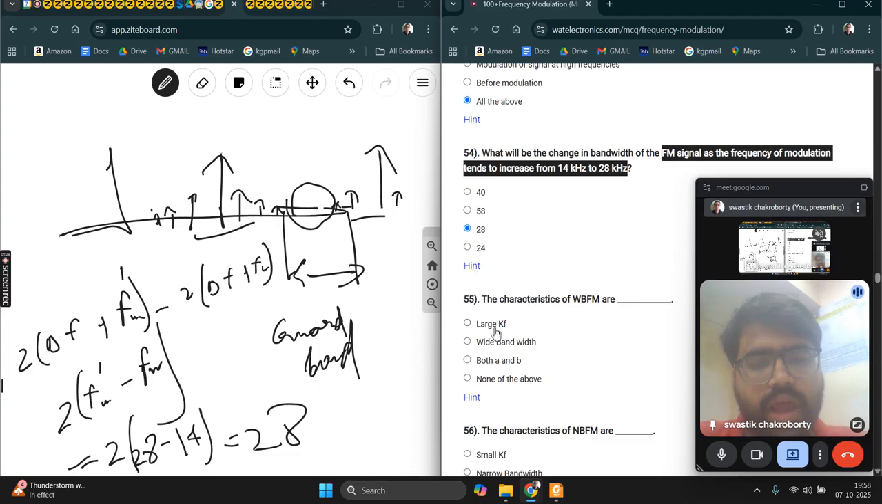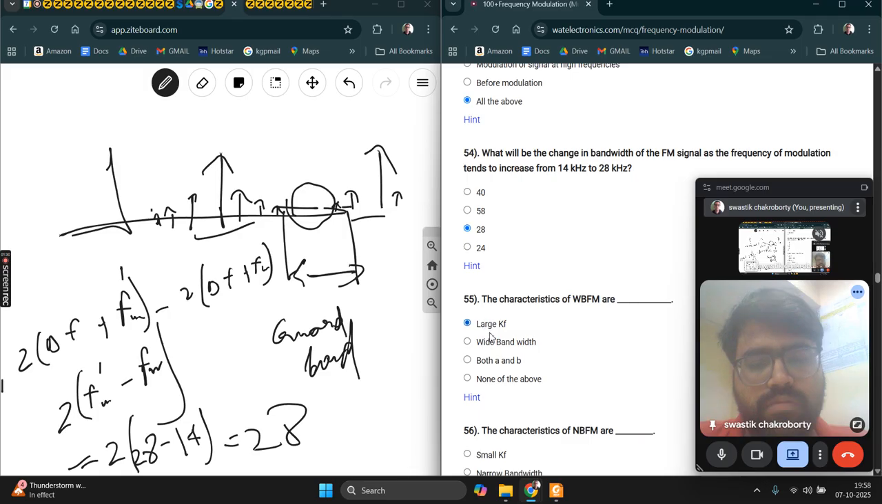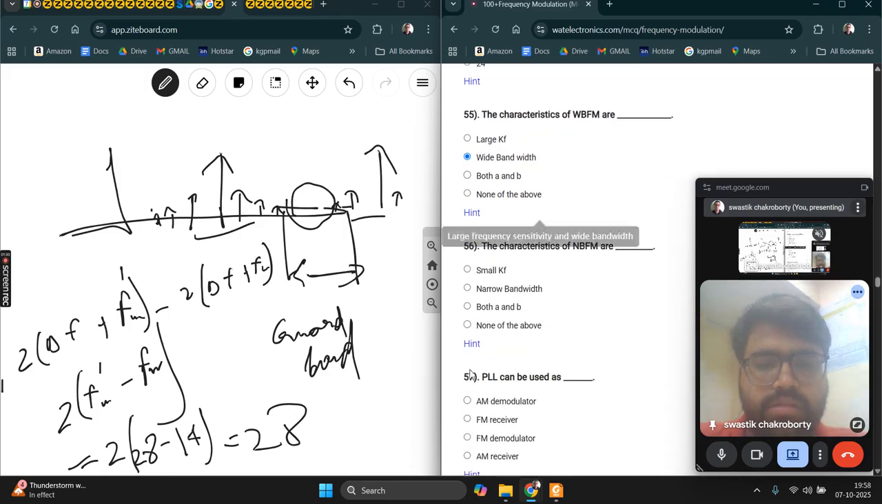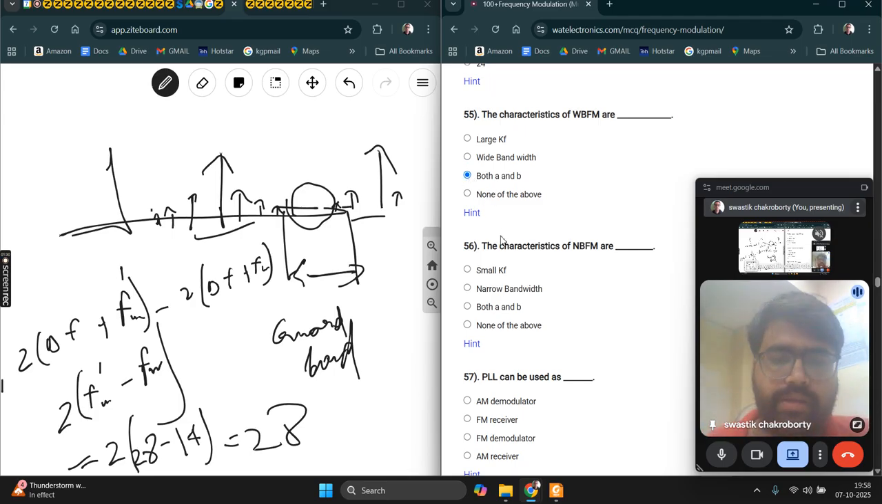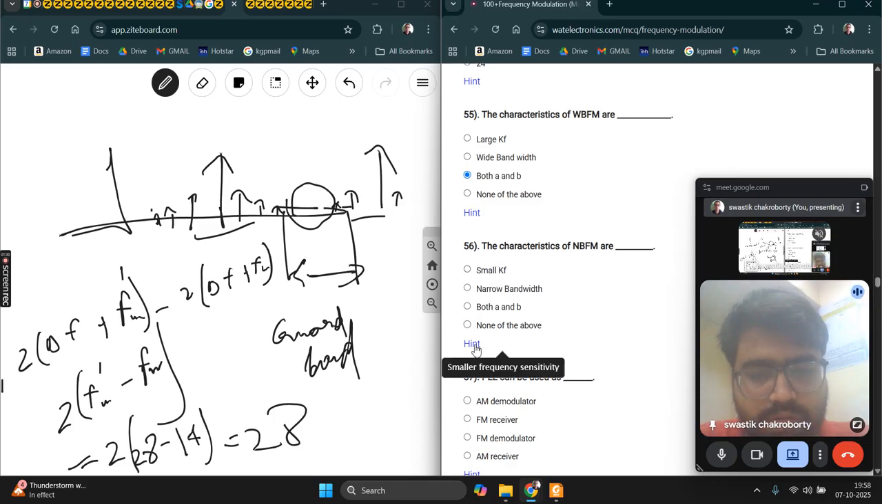The characteristics of WBFM are wide bandwidth and also large frequency sensitivity. So both A and B. And characteristics of NBFM are both small kf and narrow bandwidth.